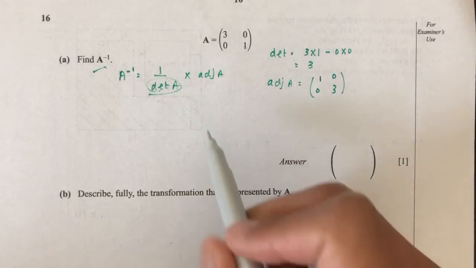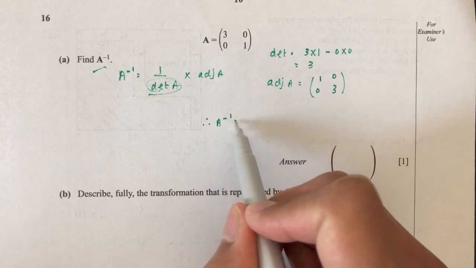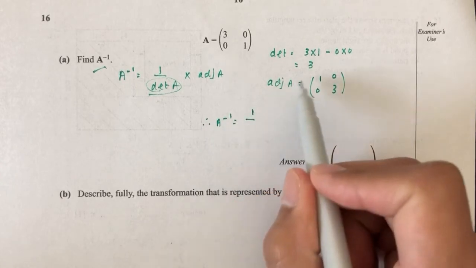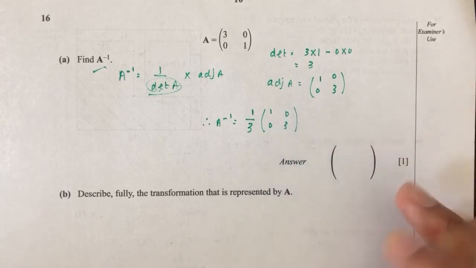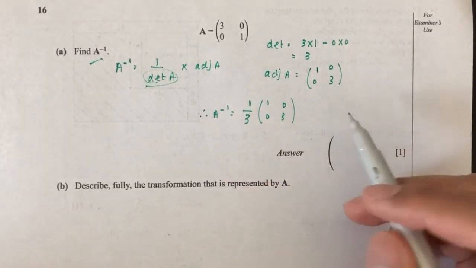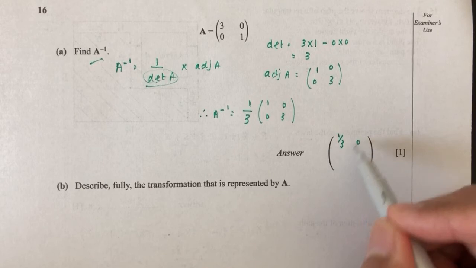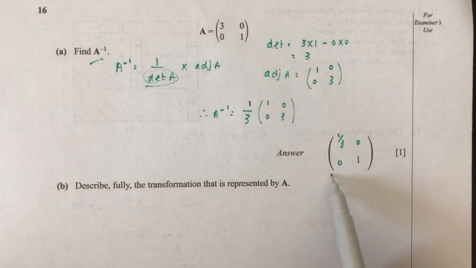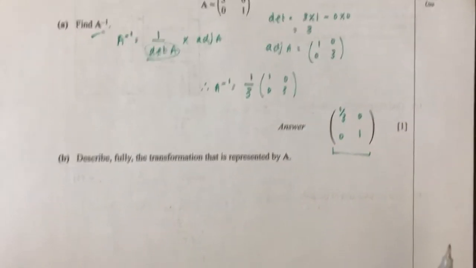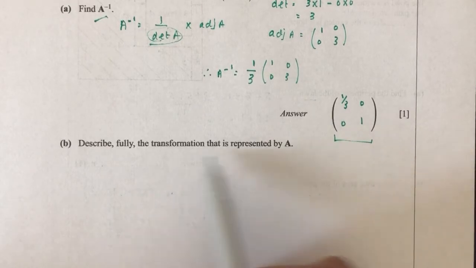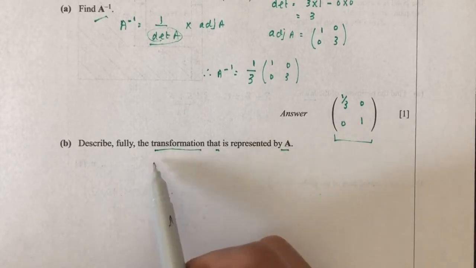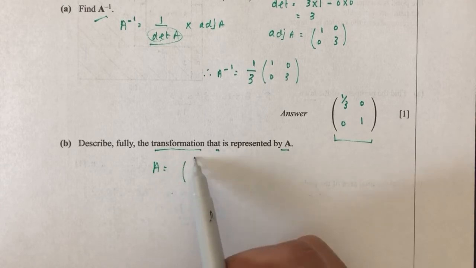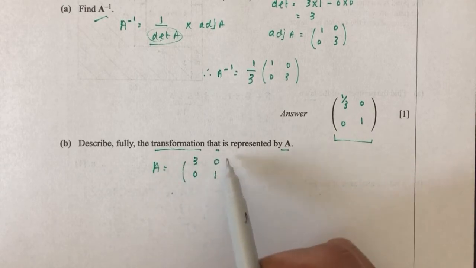So A inverse is equal to 1 over determinant, which is 3, times 1, 0, 0, 3. And if you bring this in, it will become 1 over 3, 0, 0, 1. This will be your answer for part A. Now, part B, describe fully the transformation that is represented by A. So A is equal to 3, 0, 0, 1.